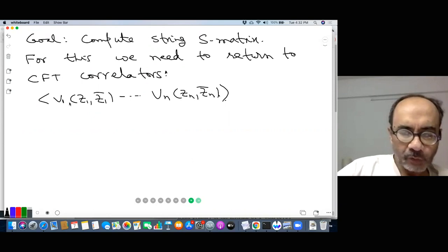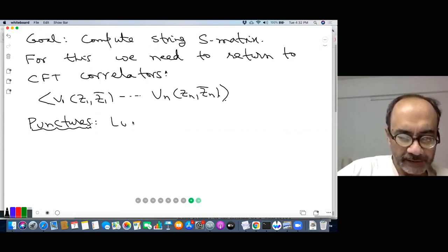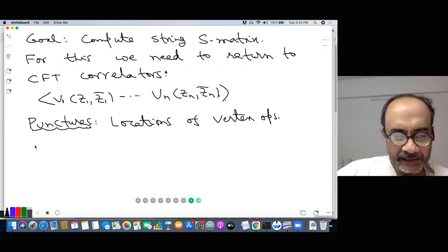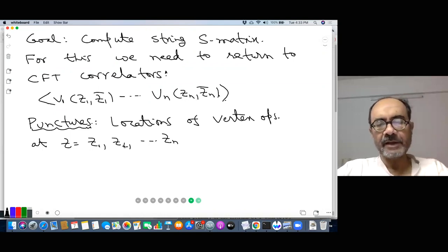Now we are going to introduce some new concepts, or new definitions. First, punctures. These are just new names for the locations of the vertex operators. These are the vertex operators. So the punctures in this case are at z equal to z1, z2 to zn. So you'll say that here you have a sphere with n punctures.